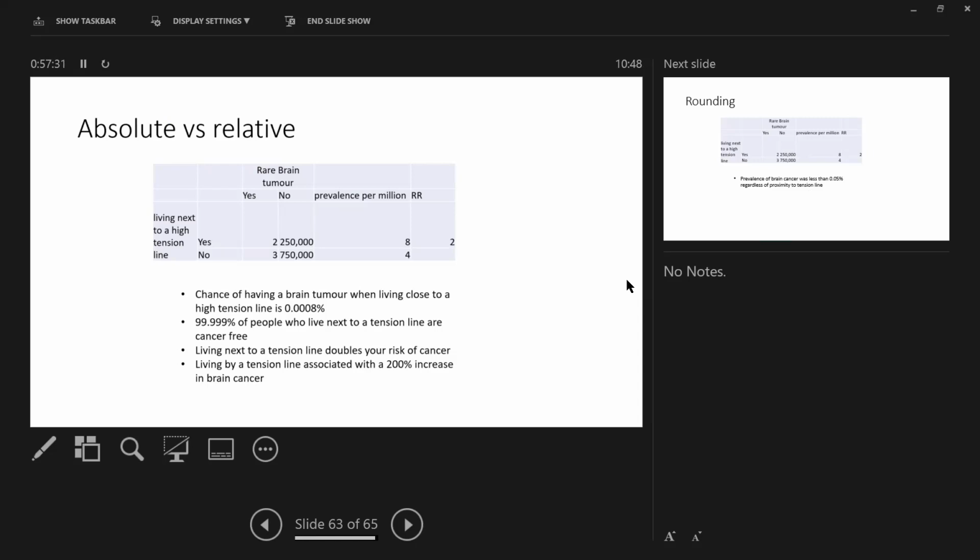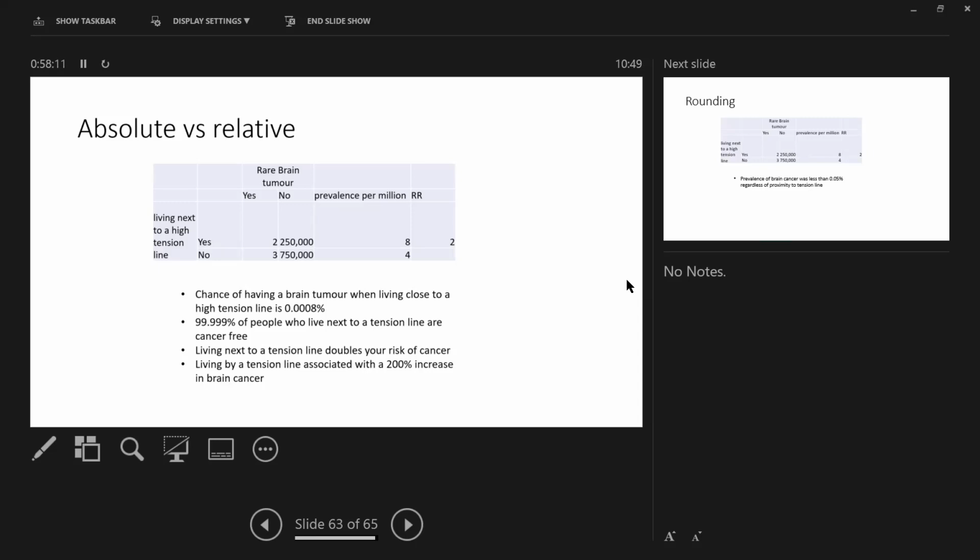Absolute versus relative. Okay, this is data that I made up. Association between rare brain tumors and living next to a high tension electricity line. Prevalence per million in the no-exposure group is 4 per million and 8 per million in the exposed. So you can say your chance of having a brain tumor when living close to a line is 0.008%. You could say 99.999% of people who live next to a tension line are cancer-free. You could say living by a tension line is associated with a 200% increase in brain cancer. All these are true, right? But you can see that the message is very different.